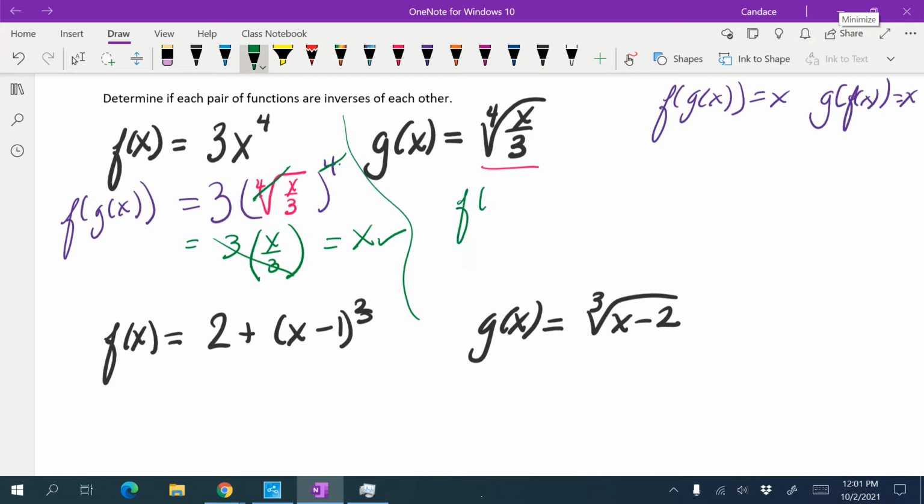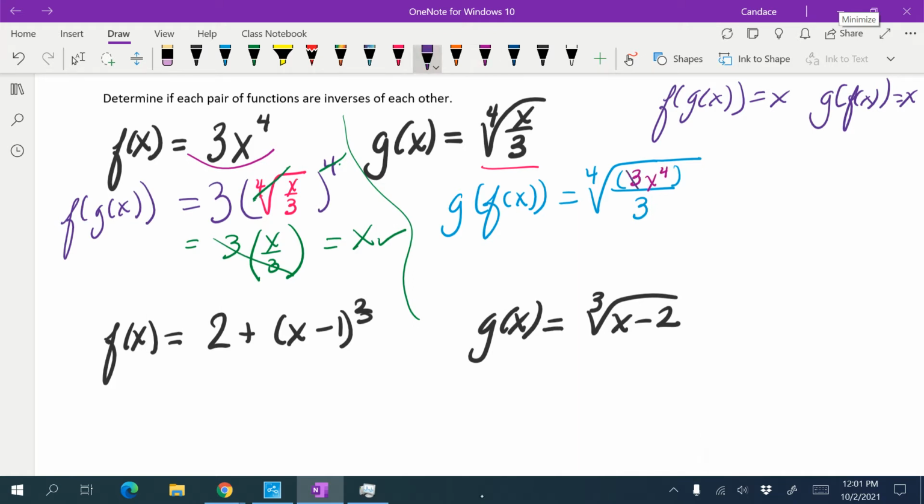So g of f of x. All right, so my outer function is the g. So we're going to go fourth root, I could write parentheses if I wanted to, of x over 3. Now I'm going to take my f and just put it into those parentheses. So 3x to the fourth. It does look like my 3's are going to cancel.